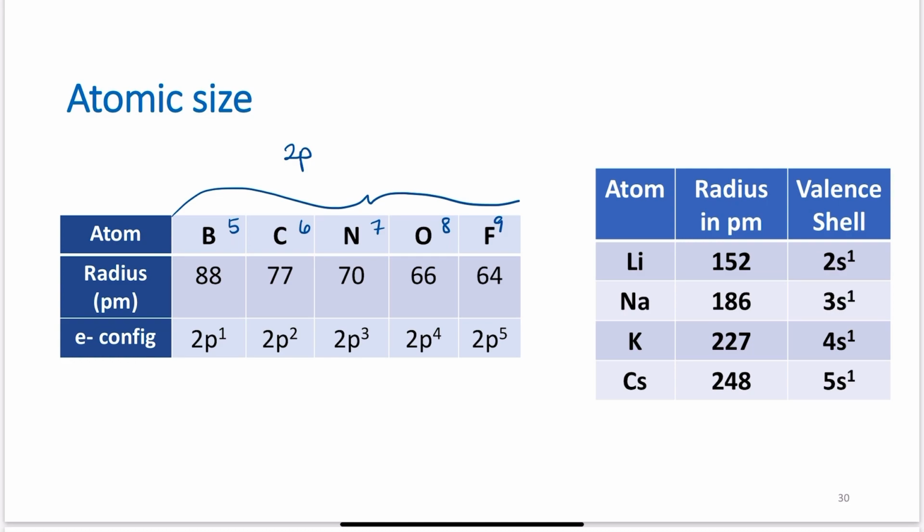And then we see the same correlation, so we see them getting smaller, or decreasing, left to right. If we go down the table, we see an increase in the atomic radii. And for that, it's because your valence shell is increasing.